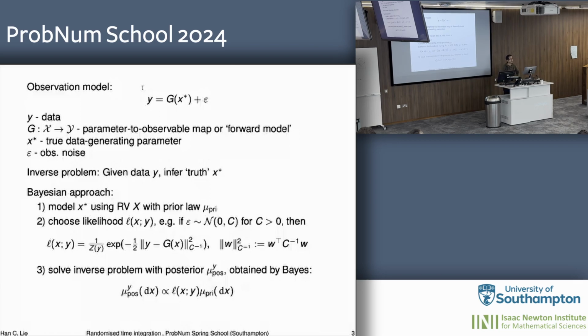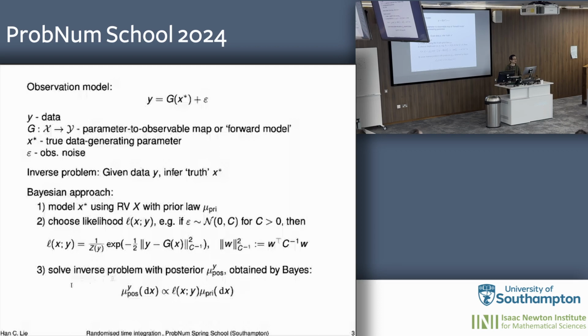In the Bayesian approach, as you are now all experts, we want to model x star, which we don't know, using a random variable. This is like the very first course in probability or stochastic modeling: we don't know the outcome of a coin toss, so let's model it using a Bernoulli random variable. We do exactly the same thing here. Since x is a random variable, it has a prior law, which I'll denote by mu pri. And we choose a likelihood, L of x and y. This is essentially determined by your probabilistic model of the noise epsilon. Once you've chosen a distribution for epsilon, in this case normal with mean 0 and positive definite covariance C, you immediately get a likelihood.